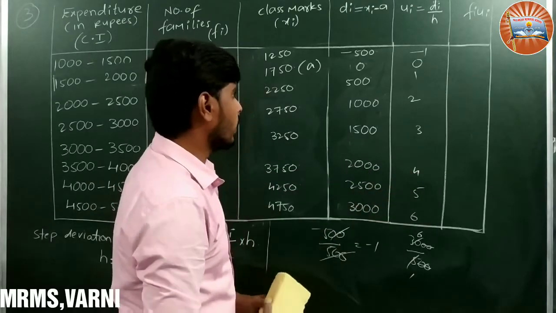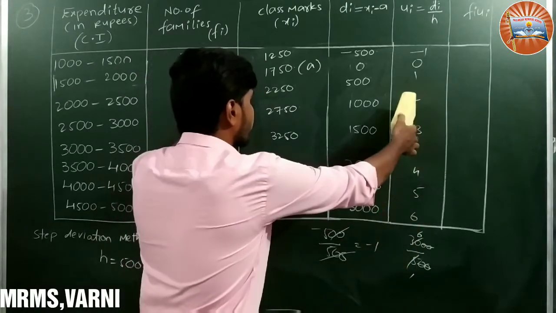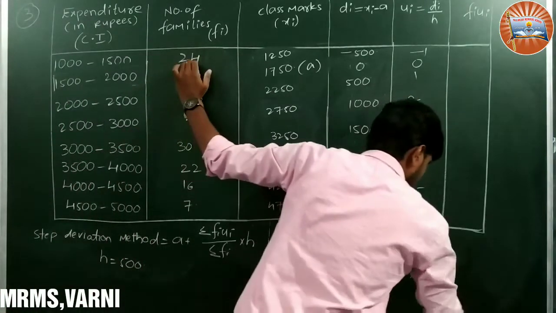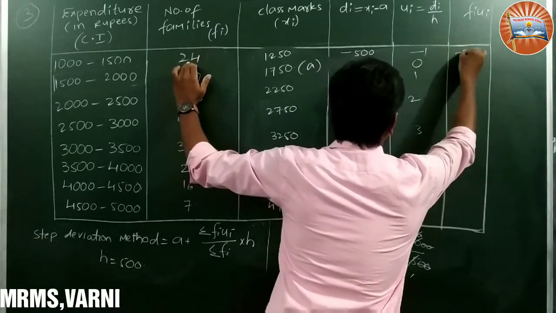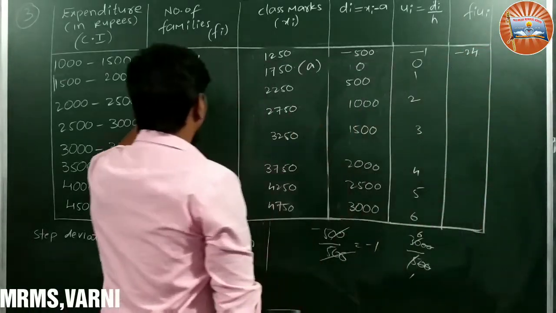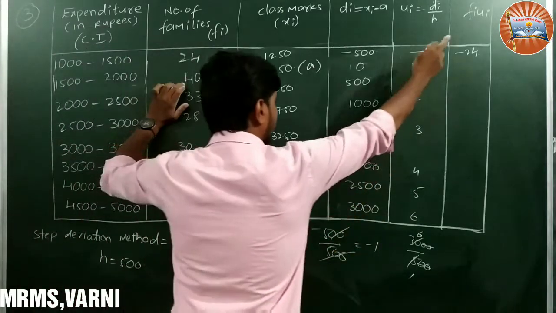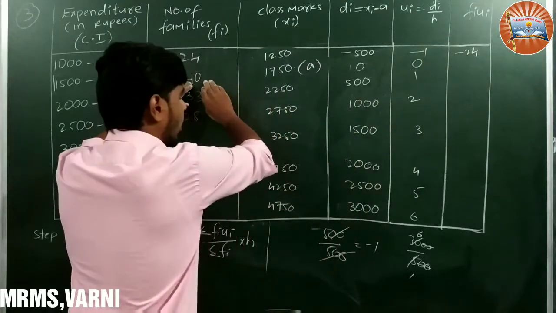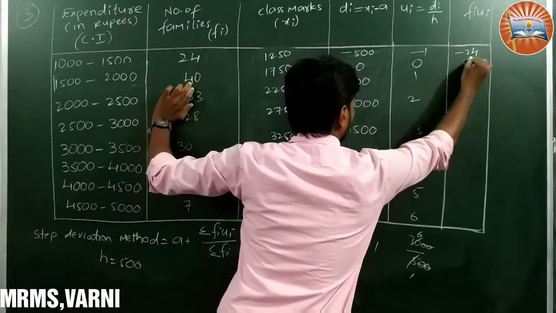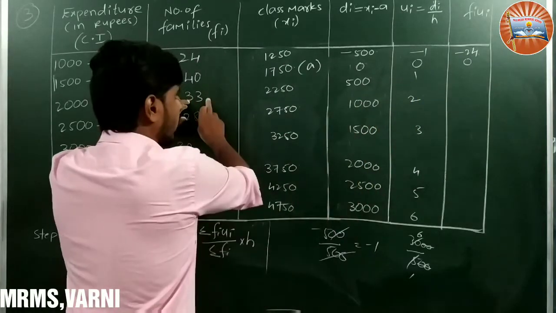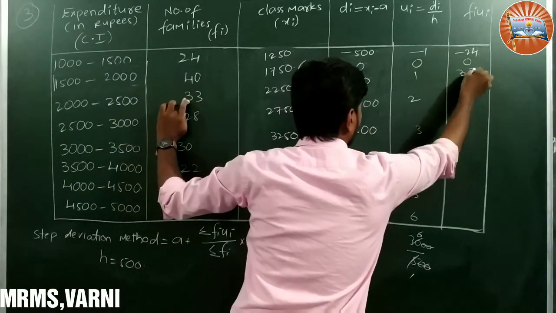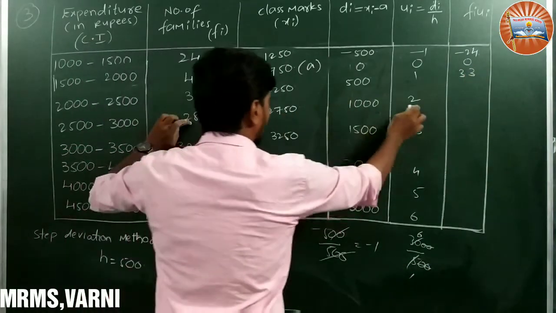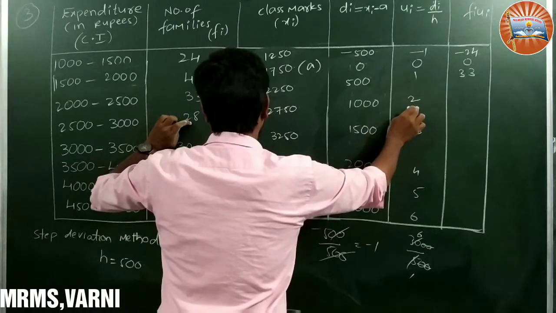Now we have to find the fi into ui. 24 into minus 1 is minus 24. Next, 40 into 0 is 0. Next, 33 into 1 is 33. Next, 28 into 2. So what is the value? 56.